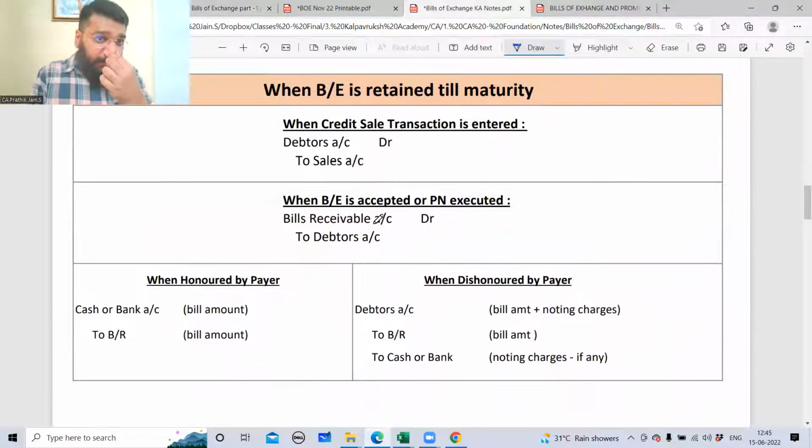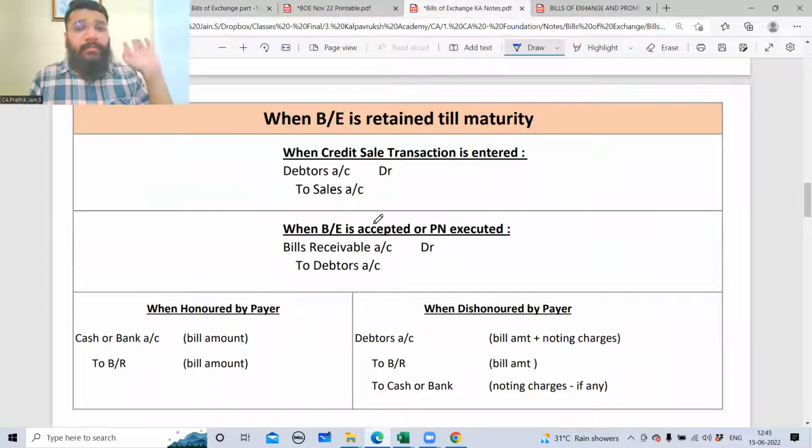Now we'll do the journal entry. Now the bill of exchange. Sir, can't we pay on holidays? On holidays the bank is closed, na baba. Okay, sir. So then there will be a problem, no? That's the reason.